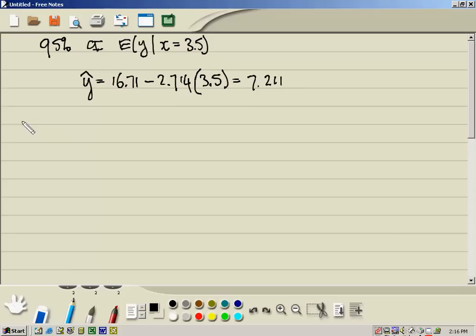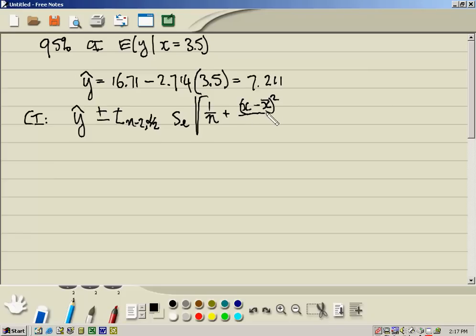Alright, let's write down our formula so that we know what we need. So this is a confidence interval. Y hat plus or minus the appropriate t value, n minus 2 degrees of freedom, alpha divided by 2 on the tail, times s of e times the square root of 1 over n plus x minus x bar squared divided by sum of squares of x.